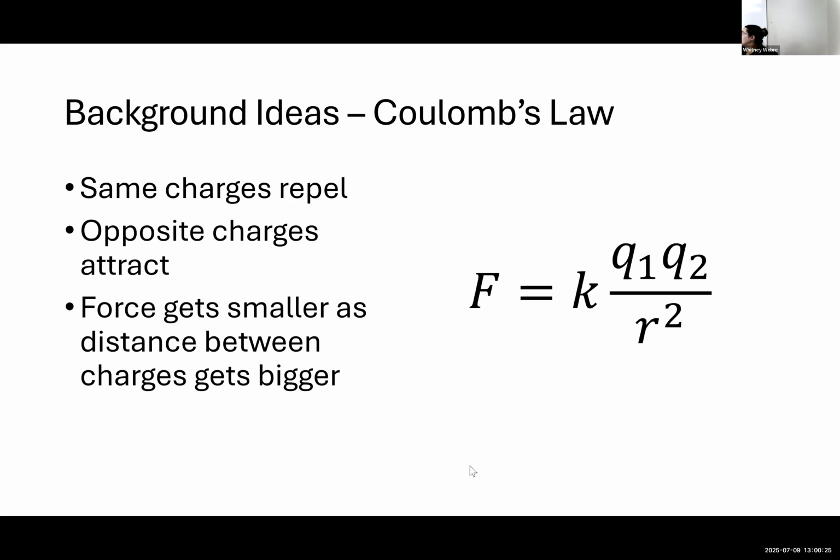The reason why we can calculate that is based on Coulomb's law. So the force equals k, which is a constant. It's Coulomb's constant. The Q1 and Q2 are the charges. So let's say I have a positive charge times a negative charge. And then the radius is important. So how far apart are these charges? The smaller the distance, the more likely the charges want to come together. But if I'm way over here, it might not be as easy for them to come together. So same charges repel, opposite charges attract, and then force gets smaller as distance between charges gets bigger.